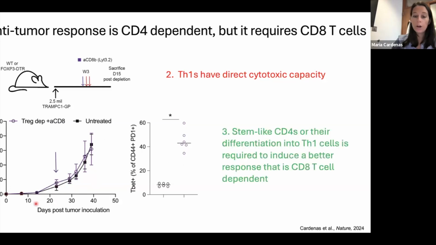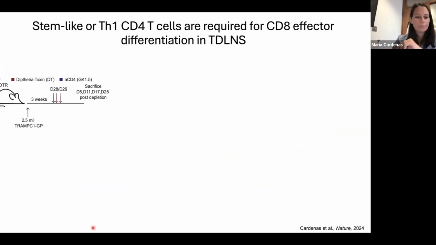And so you need both, right? You need the conventional CD4 T cells, and you also need the CD8 T cells in order to have good anti-tumor immunity. So that leads us to our third hypothesis, which was that either the stem-like population itself or their differentiation to Th1s is required to induce a better response. That clearly is CD8 T cell dependent. And so our next question was, well, how is this happening?